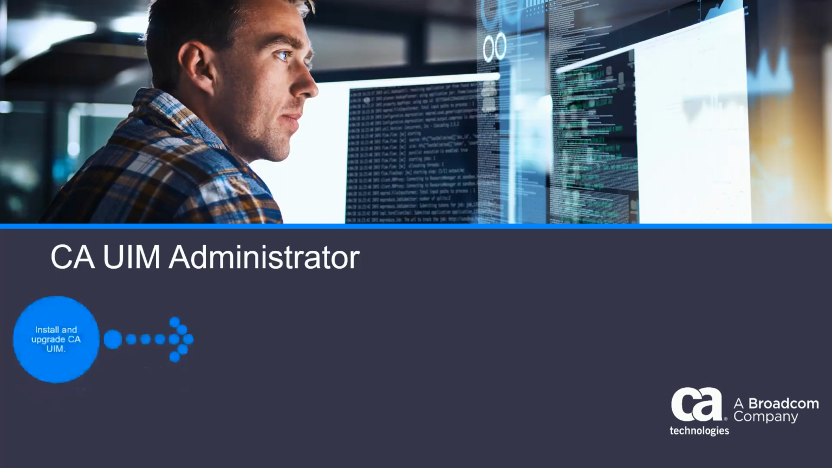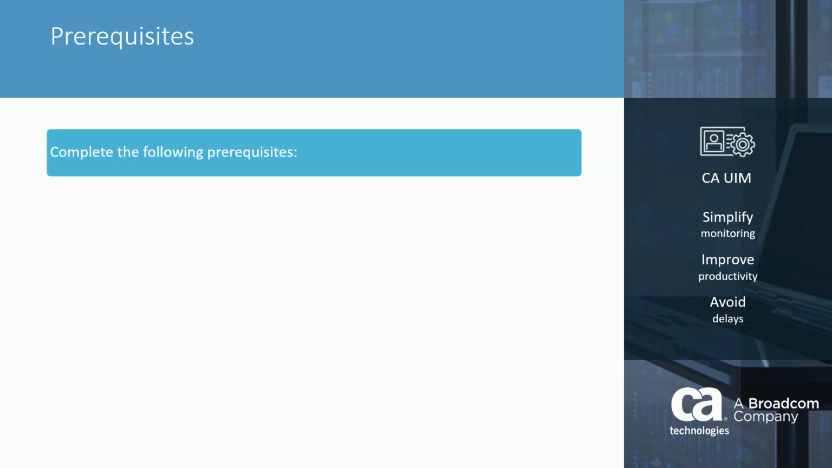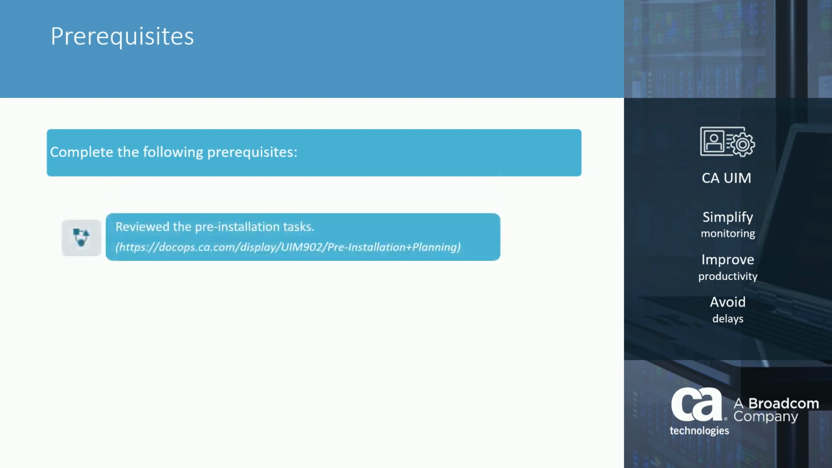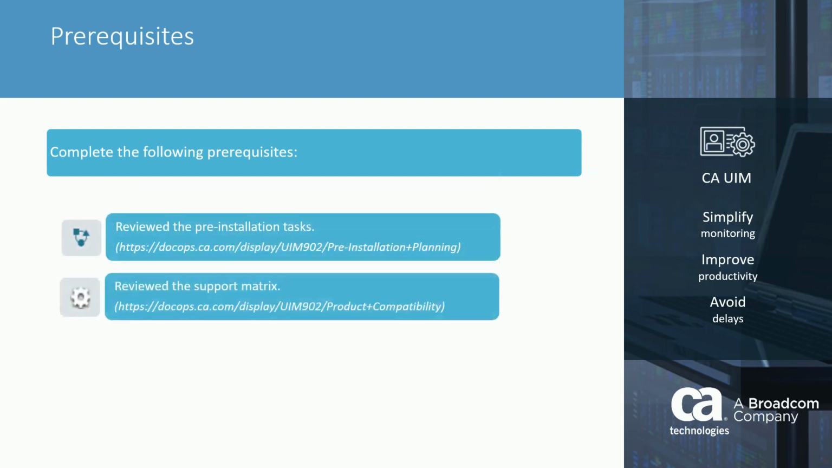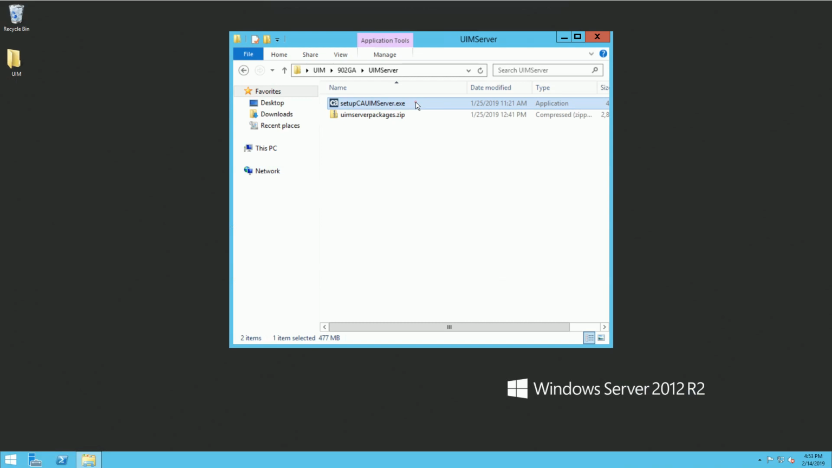Now, let us see how John, who is a CA UIM product administrator, goes about installing the CA UIM server. Before John follows the process demonstrated in this video, he completes the following prerequisites. He ensures that he has reviewed the pre-installation tasks. He ensures that he has also reviewed the support matrix information that is available in the product compatibility topic. And finally ensures that he has downloaded the installation media. John is now ready to get started with the UIM server installation.